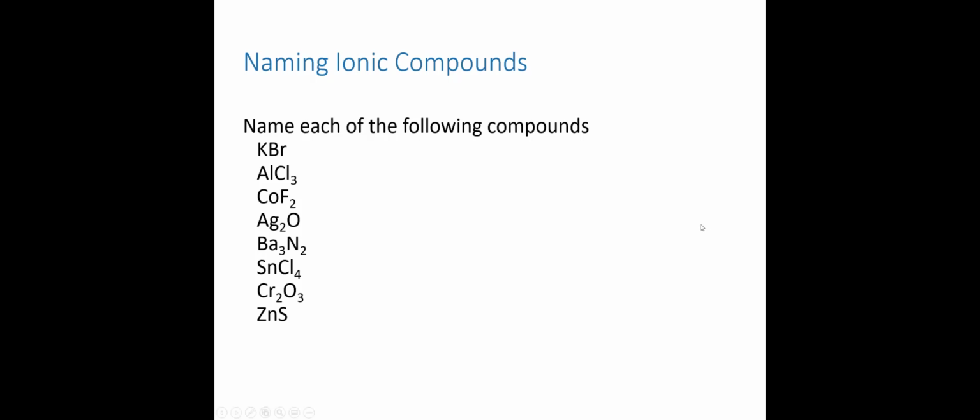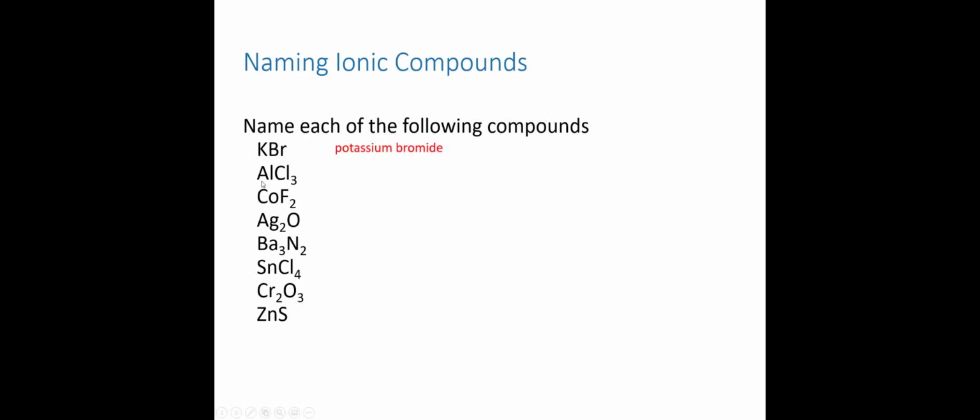Okay, I'm assuming you've unpaused at this point after completing these. Alright, so what is this? So we have potassium, and bromine becomes bromide. So it's potassium bromide. Potassium is in group 1A, so it's always +1. So the name is potassium bromide.